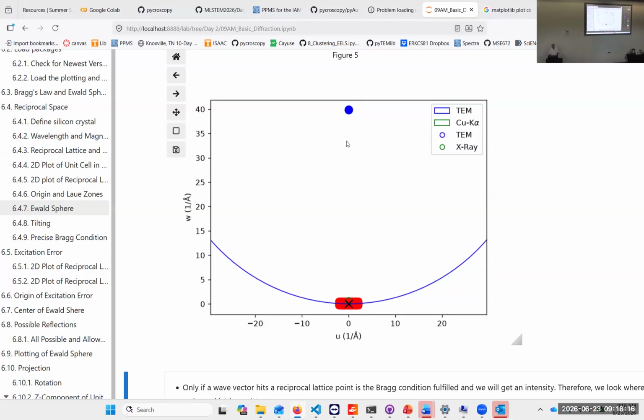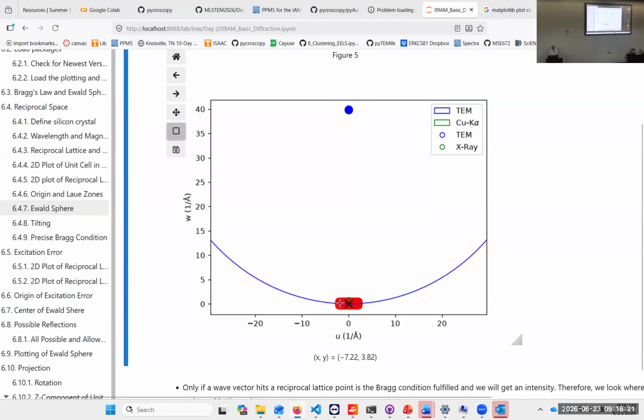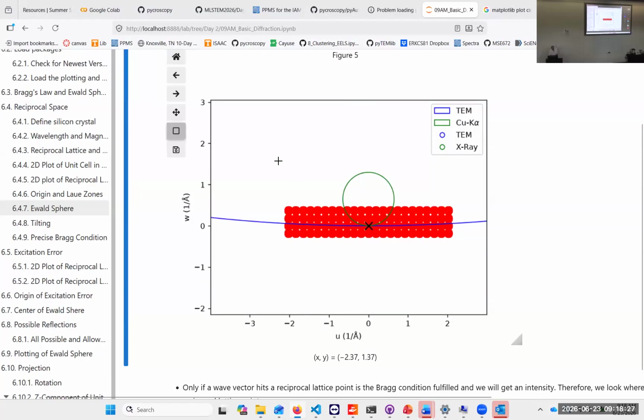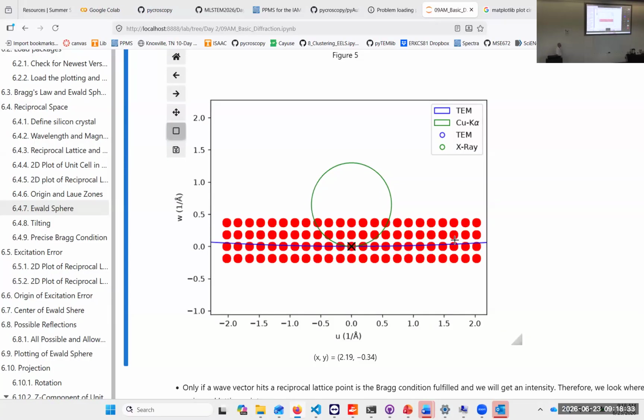And does anybody see the X-ray Ewald sphere? We have to zoom in a little bit. This is the Ewald sphere of the X-ray. Okay, there was a chat here. 1 over d? Yes. So the Ewald sphere in X-ray diffraction is very small. And in electron microscopy, it's basically very flat.